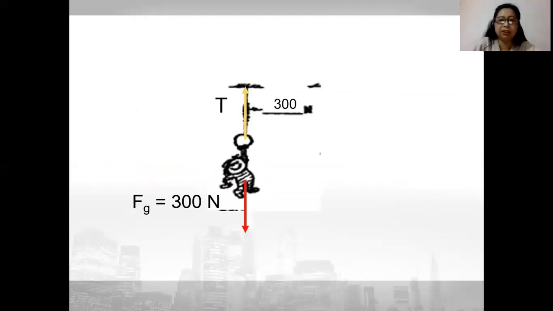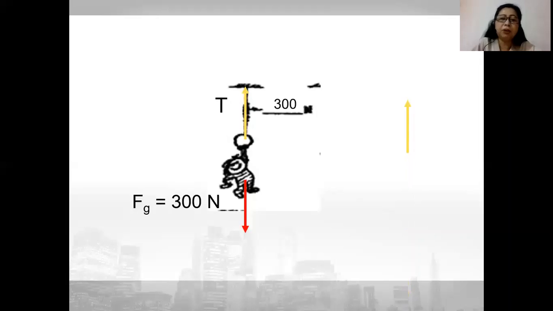One good example is little Nelly, who is hanging. Okay? So if you observe, little Nelly experiences two forces, the tension force and the gravitational force. So the tension force should be equal in magnitude to the gravitational force. So if the gravitational force is 300 Newton, then the tension force is also 300 Newton.